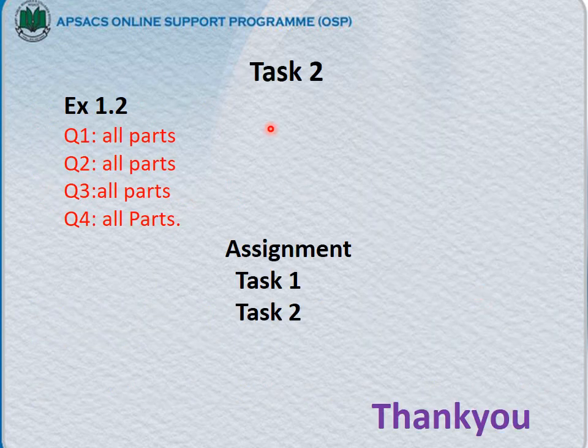Now your task number 2: you have to solve exercise number 1.2, question number 2, parts 1, 2, 3 and 4. So complete your assignments by doing task 1 and task 2 and submit on time by Friday.